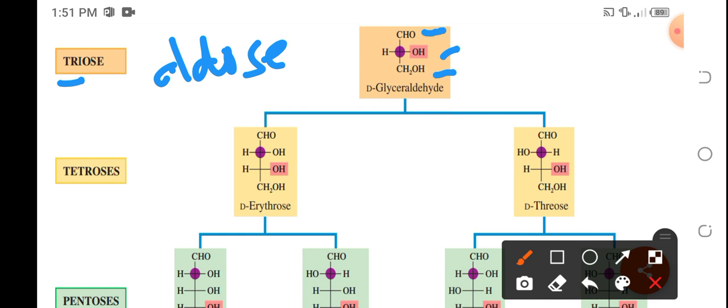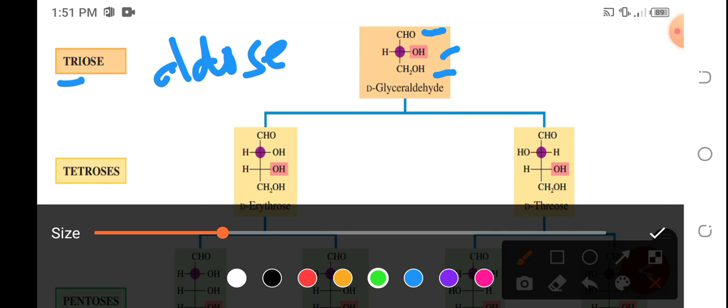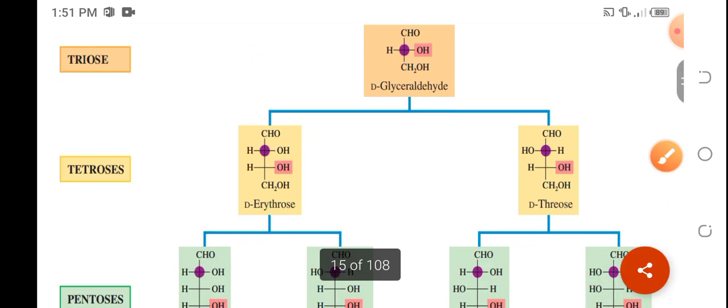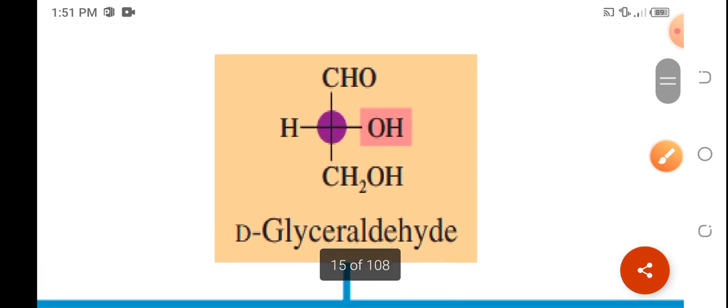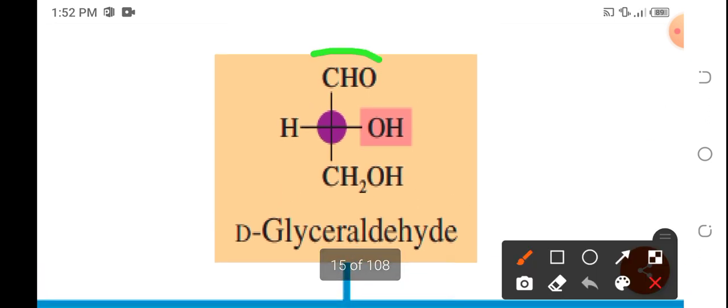So, this one is the, i-blow up natin si diglyceraldehyde. So, this is the functional group for aldose. The carbonyl is at the end or at the start. This is carbon number 1. This is carbon number 2. And that would be carbon number 3. So that makes it a triose. At the same time, an aldose. So therefore, diglyceraldehyde is an aldotriose.